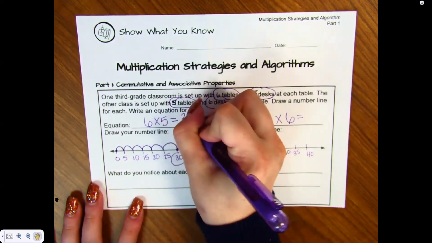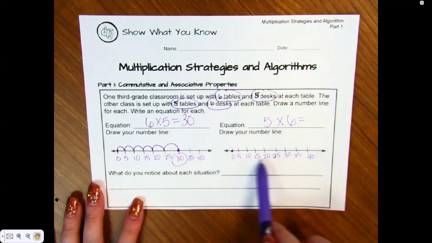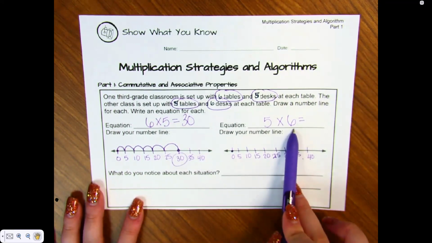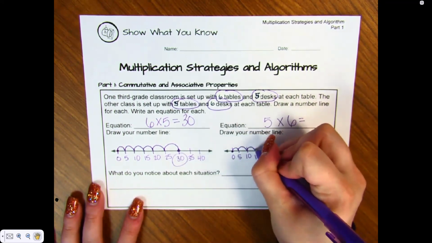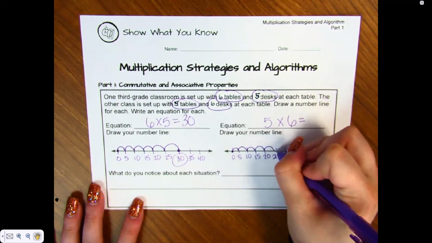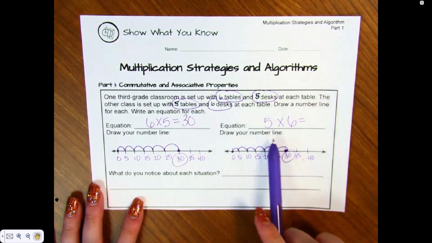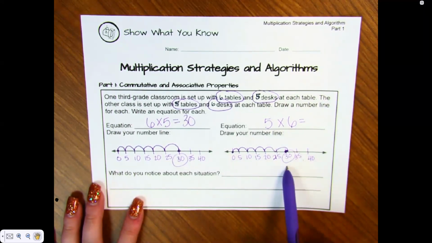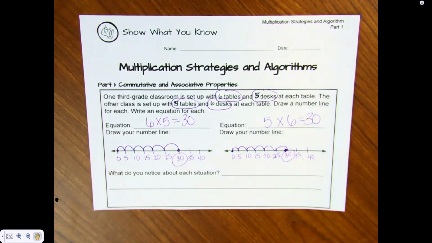Okay. So I'm going to do the other side. Well, this one, since I'm still counting by 5s, I'm going to need to jump 6 times still. So 1, 2, 3, 4, 5, 6. Oops, I overjumped. Okay, so 5 times 6, do y'all agree? 5 times 6 equals 30? Okay? What do you notice about this situation? What do you notice?